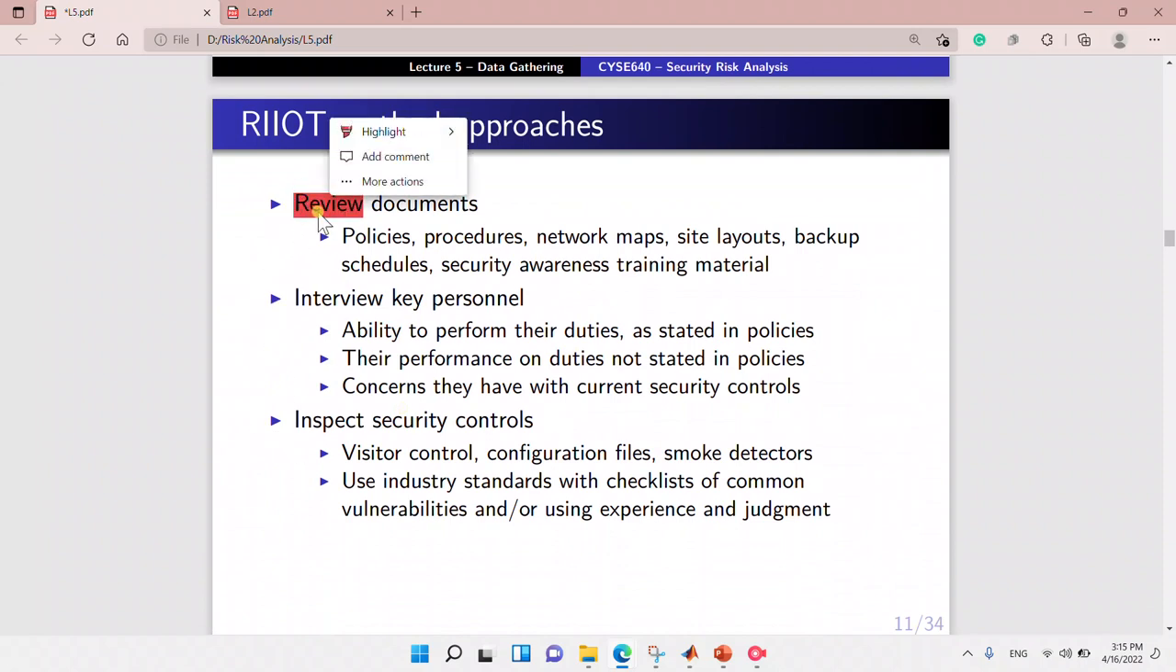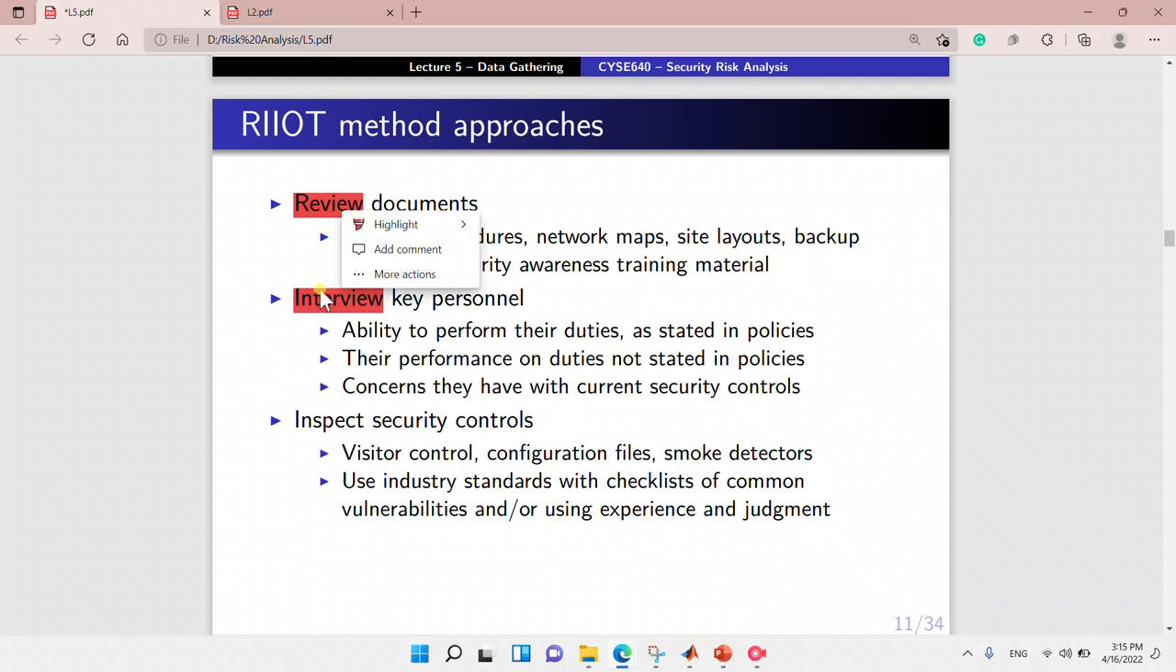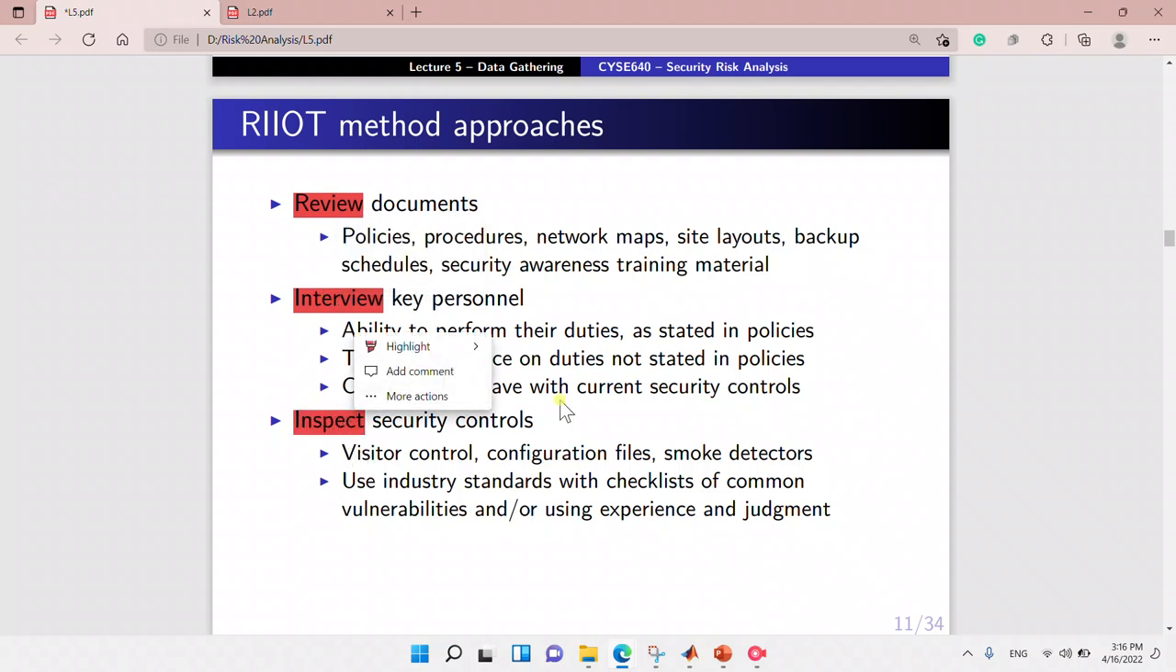هلأ إيش هي الـ approaches؟ جاي من الاسم، عنا الـ review، عنا هاي الـ review documents زي عنا policies, procedures, network maps, backup schedules, security awareness training material، وهاي الأشياء بنعملها review. بعدين نعمل مقابلات مع الـ employees ومع كتير ناس، اوكي بنشوف اذا هم مثلا بيحكوا مع ناس، يعني بنشوف اذا هل ممكن يتم عليهم social engineering، هل عندهم social media accounts.